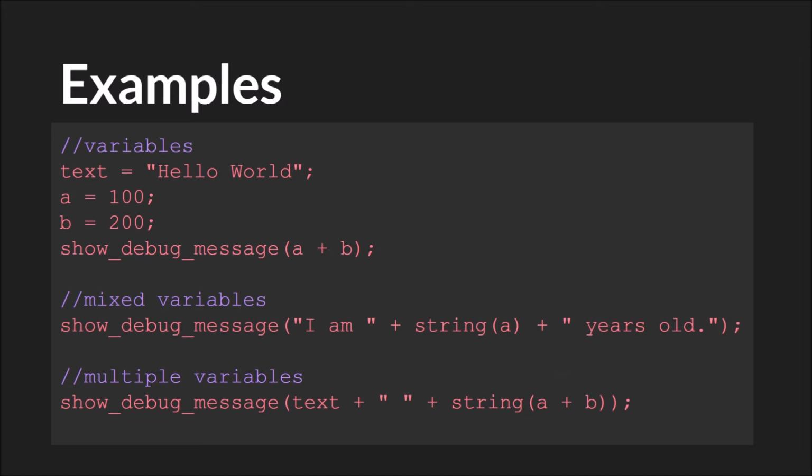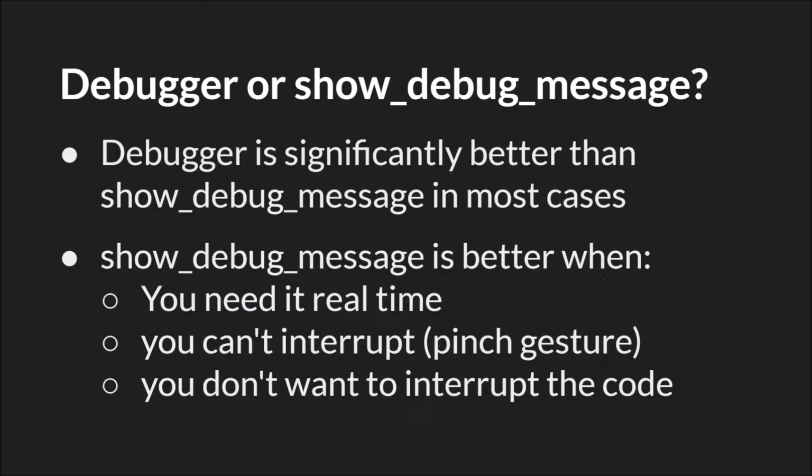Now, before we get to some examples, in GameMaker Studio 2, there's two other things I want to cover. The first is to know when to use the debugger versus when to use showDebugMessage. The debugger is significantly more powerful than showDebugMessage, and therefore it should be used in most cases. In other words, showDebugMessage is not a replacement for the debugger. However, there are a couple times when showDebugMessage is better. It's better when you need information instantly or in real time.